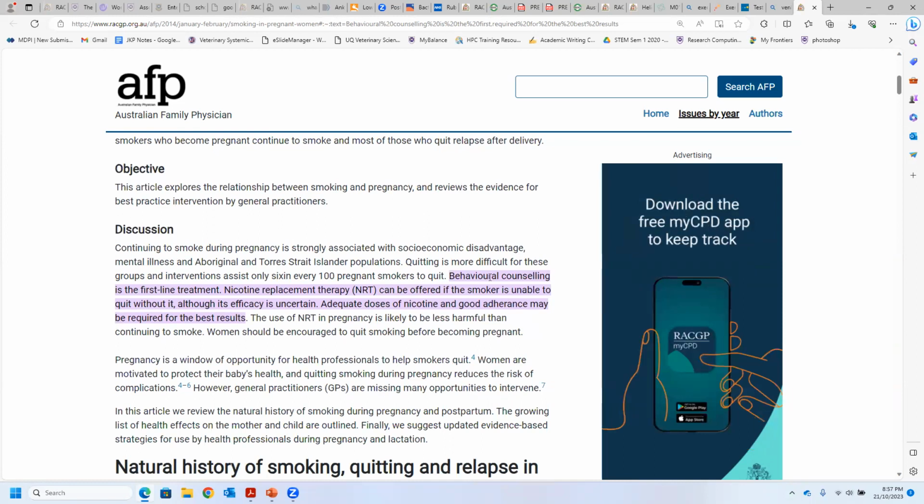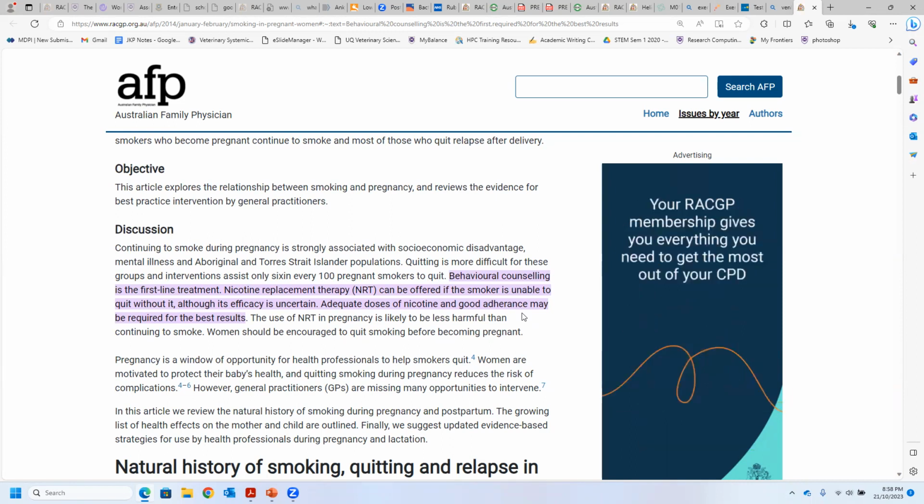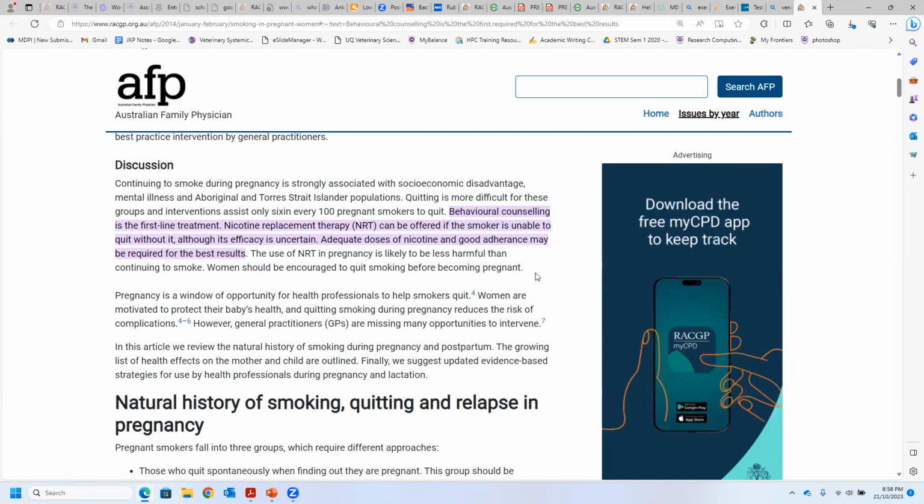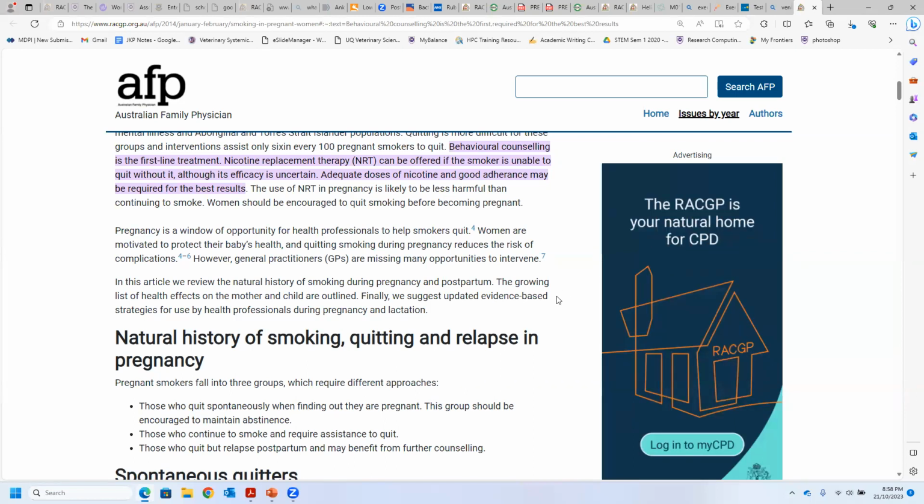We can do behavioral counseling in the patients, like encouragement. We can do nicotine replacement therapy. Although its efficacy is uncertain, adequate doses of nicotine and good adherence may be required for the best result. The use of NRT in pregnancy is less likely to be harmful as compared to smoking. Pregnancy is a window of opportunity for smokers to quit smoking altogether.